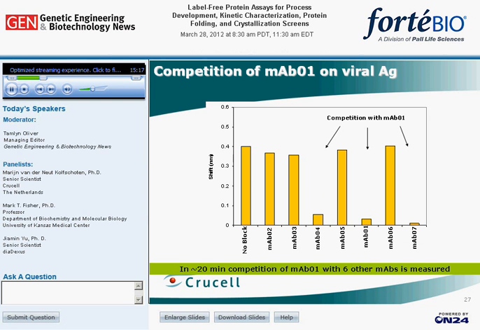From this competition plot, it is clear that antibody 01 competes with antibody 04, itself and antibody 07, not with the other tested antibodies. In as little as 20 minutes, competition between 6 antibodies can be measured using the Octet. Next slide.